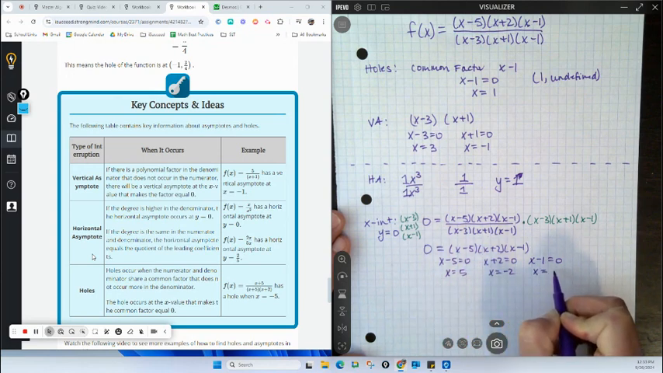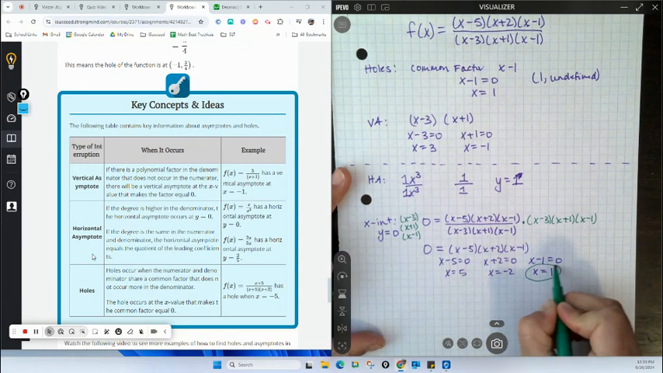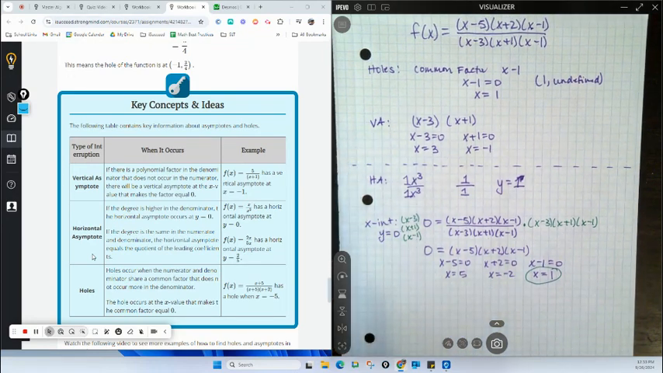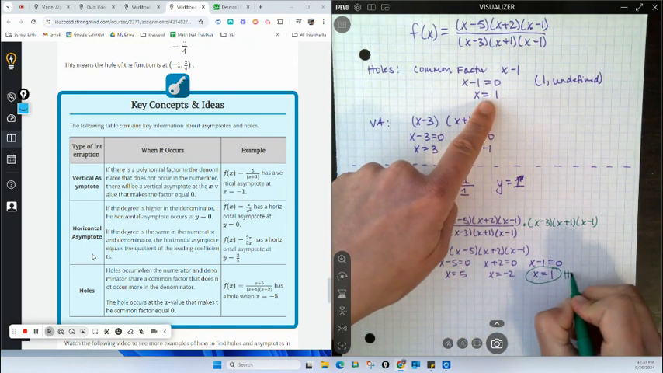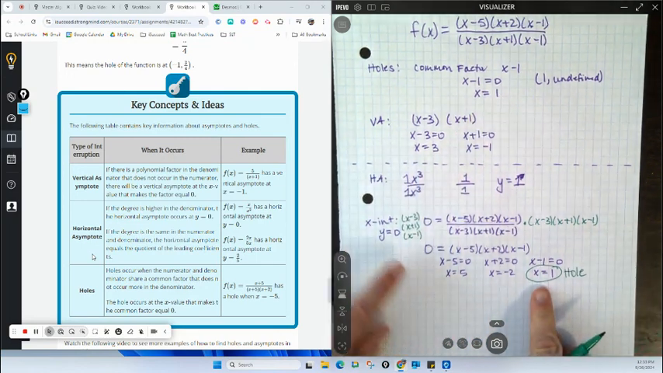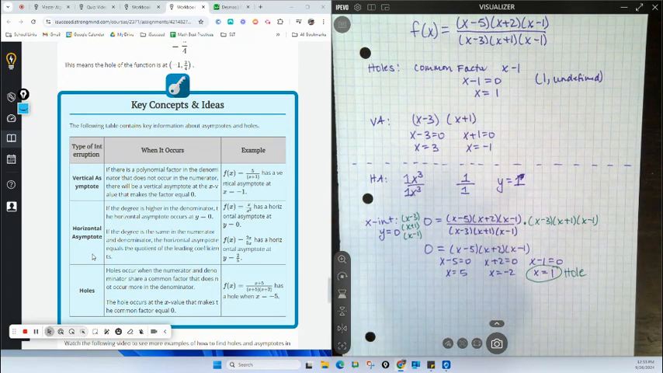But I will point out that this x equaling 1, we already found something about this value of x equaling 1. What did we find out about that? This x equaling 1 is a hole. So it's actually not an x-intercept. This is a hole in the graph. And again, I'll show you what that looks like visually when we look at the graph in Desmos.